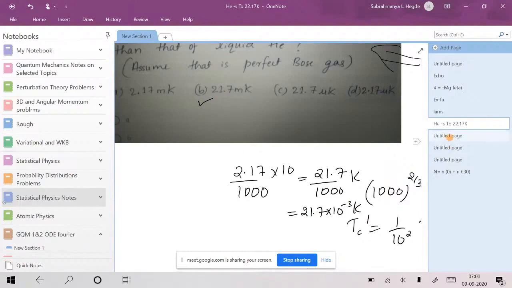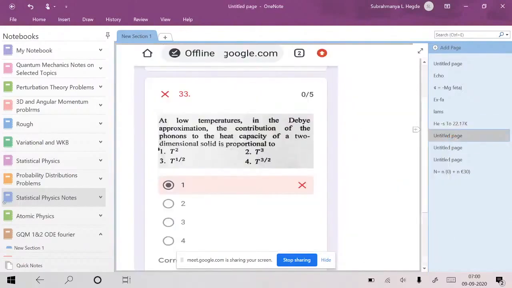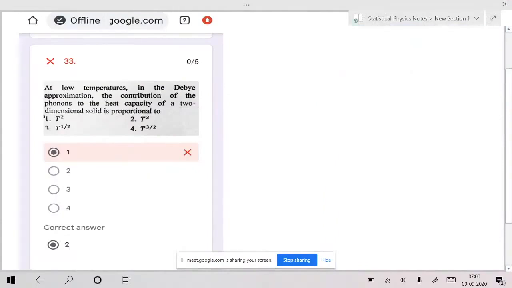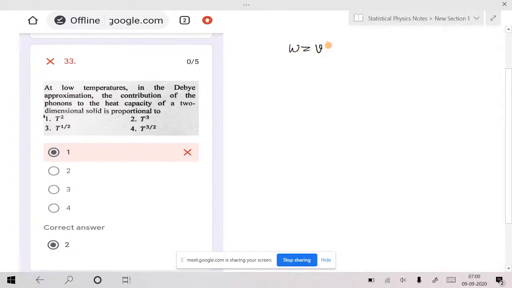Is that okay? Okay, sir. So when I see this question, I think I told you that I did a whole derivation of Debye theory because they are asking this kind of question. Now look at it. At low temperature in the Debye approximation, Debye theory means omega is equal to V into K. The dispersion relation is like this. And the contribution of the phonons to the heat capacity of the two-dimensional solid is proportional to what? That's what he asked.